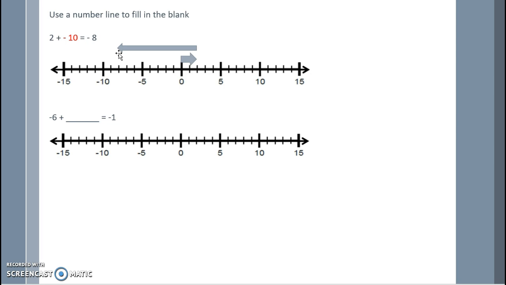-6 plus 1, plus what is -1? So I start at -6. I need to turn around and come back to -1, which is a distance of 4 units. So, excuse me, 5 units. So -6 plus 5 is -1.